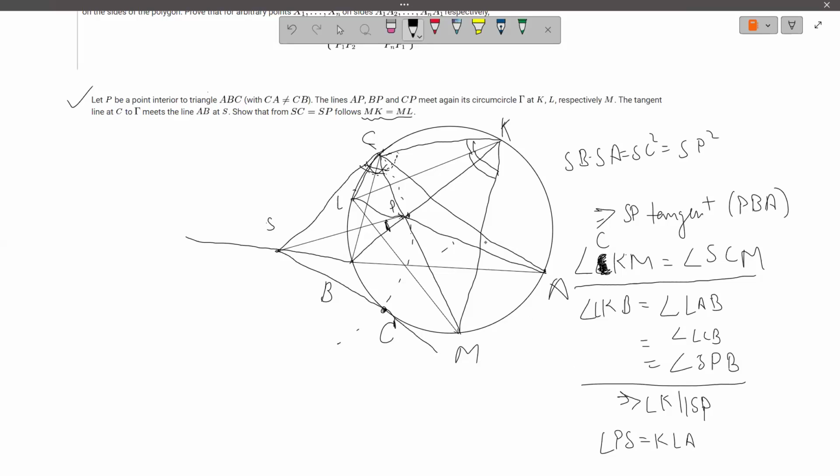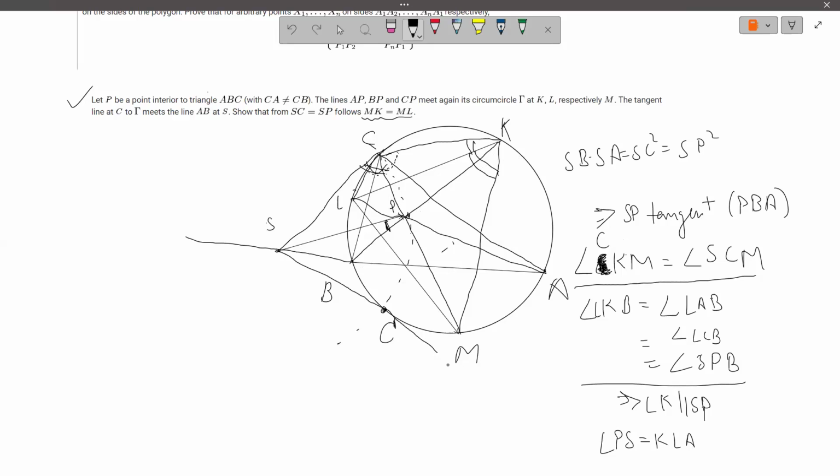KLA. Wait, how? It's like a transversal intersecting LK and PS. Oh, right. KLA. Okay, this thing, LPS. Yes, this angle equals this angle. Yeah, true.